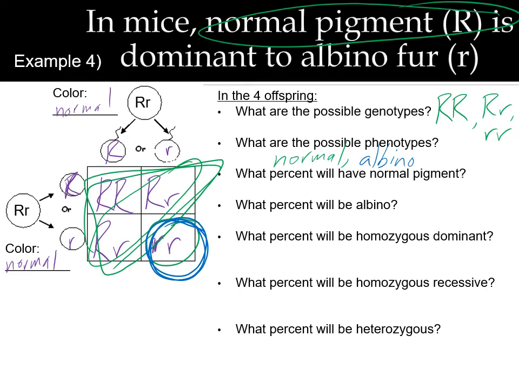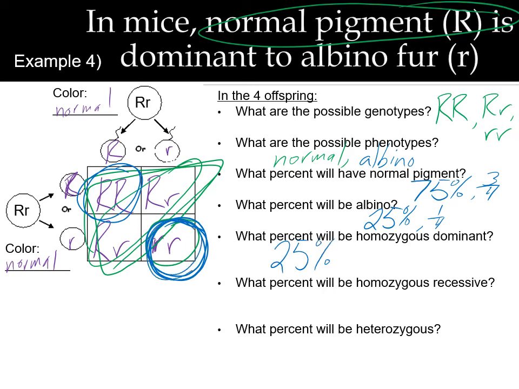What percentage will have normal pigment? That was that 75%. More comfortable doing it as a fraction, feel free. 3 out of 4 will be normal. And what percentage will be albino? That's the 25%. That's that 1 in 4 in that bottom right corner. Not 1 in 4%, just 1 in 4. That'll have the albino coloration because it has 2 of the recessive allele. What percent will be homozygous dominant? What percentage of these ones will have 2 of the big R? And that's right here. That's 1 in 4. That's 25%. What percent will be homozygous recessive? That's right here. That's also 25%. And what percent will be heterozygous? Those top right and bottom left ones, 50%.